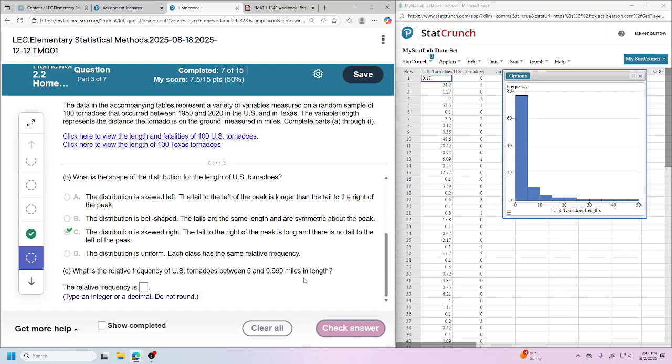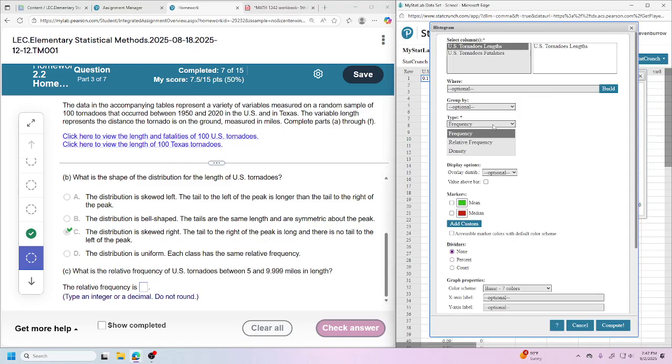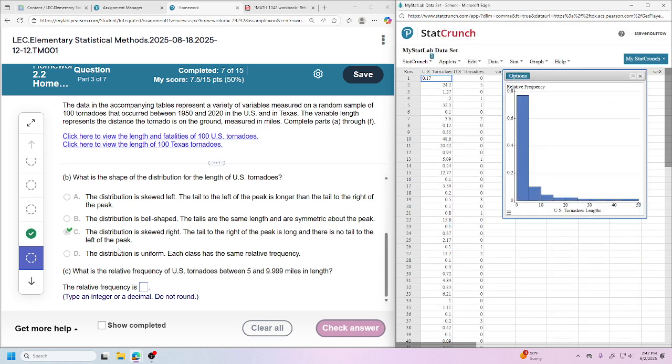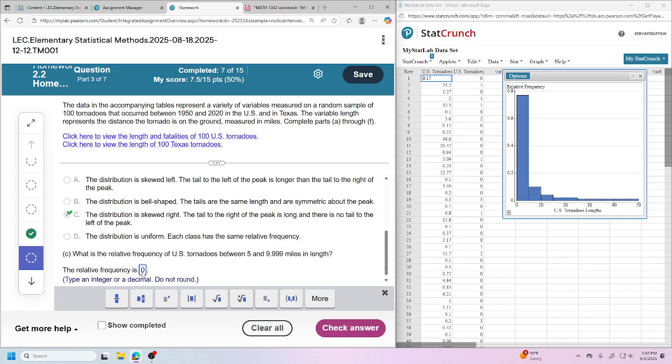It says, what's the relative frequency from 5 to 9.9999? So that's this grouping right here, but it wants the relative frequency. How do I change it from frequency to relative frequency? Go back and, yeah, there it is. That's exactly right. You change it, but everything else stays the same. Compute, and again, it's saying from 5 to basically 10, this grouping right here. What does it say? 0.1? So I'm going to put in 0.1.